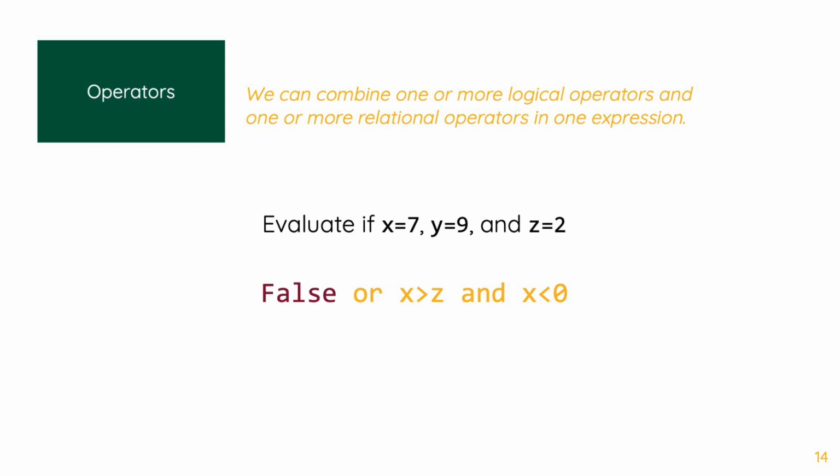x greater than y is false. x greater than z is true, but x less than 0 is false. Then we evaluate the logical expression, and true and false is false. And finally, the OR logical expression. So the result of evaluating this expression, given the values of x, y, and z, is false.